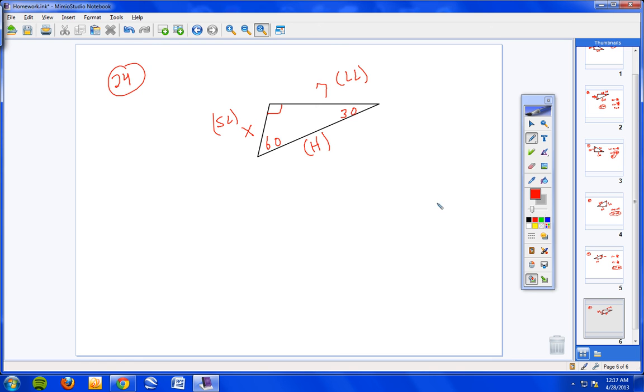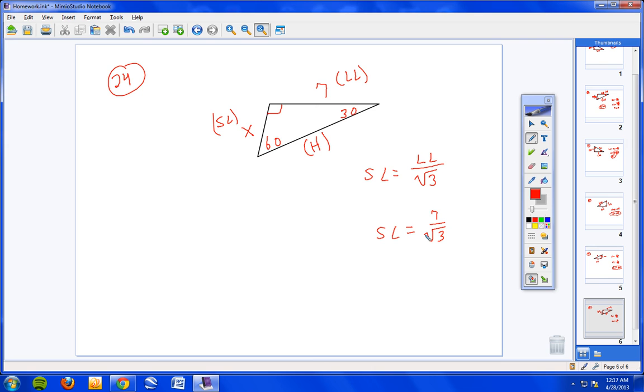We have a formula, character trait number 2. It says shorter leg equals longer leg divided by square root of 3. So shorter leg equals, and of course 7 is your longer leg, divided by square root of 3. So with your calculator, you're going to go ahead and type in 7 divided by square root of 3. And you've got to figure out how to do that.